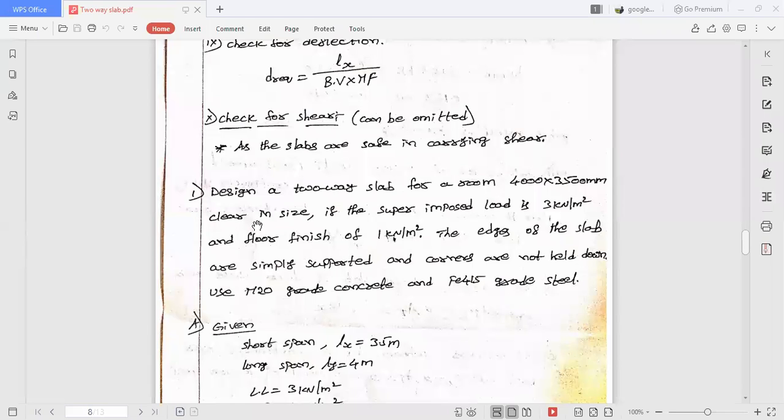So here, once read the question. Design a two-way slab for a room 4000 by 3500 mm, clear in size. What do you mean by clear in size? It is internal dimension. Okay, if the superimposed load or live load, everything is same. If the superimposed load is 3 kilonewton per meter square and floor finish is 1 kilonewton per meter square. Okay, loads are given. The edges of the slab are simply supported.